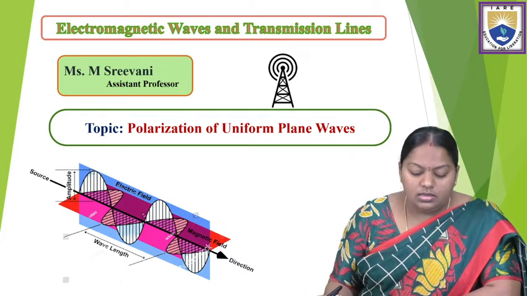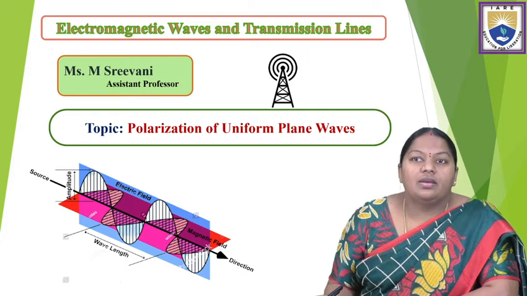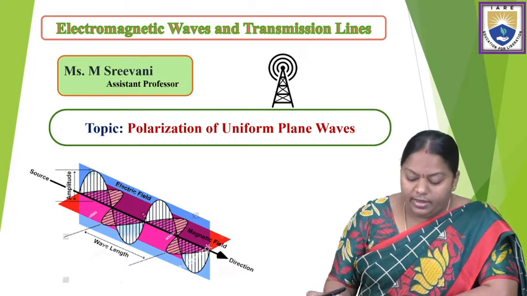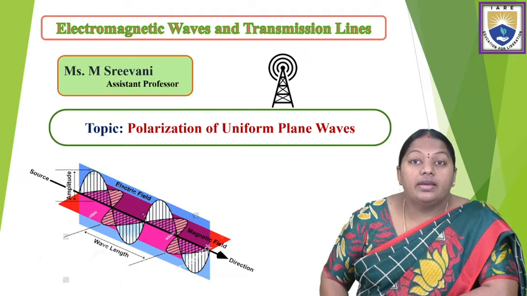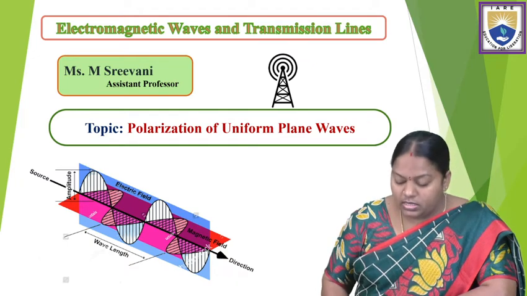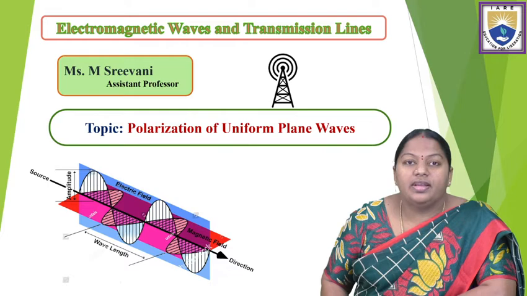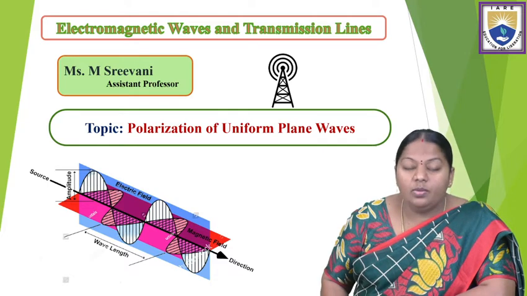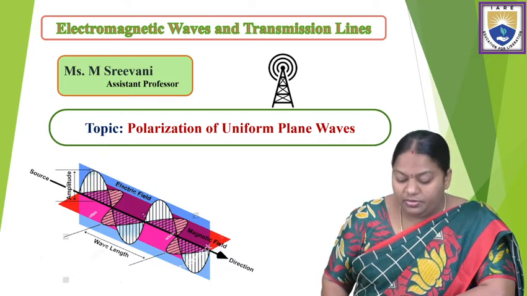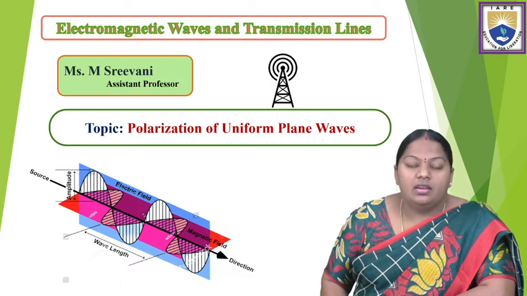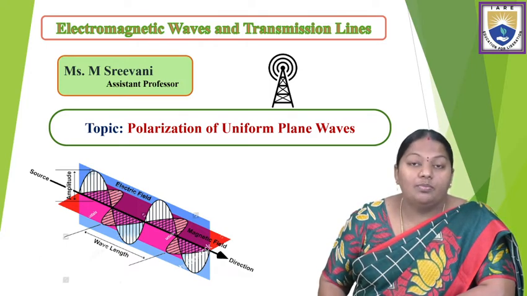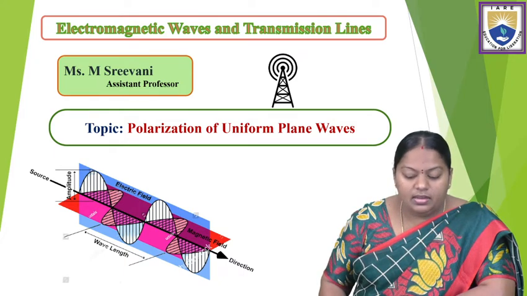Right? So the polarization of uniform plane waves. The name itself tells us that polarization means orientation of electric field in the direction of, depending upon the directions, different types of polarizations are there. Now in this particular lecture, what do you mean by polarization of uniform plane waves, how these are formed, and how many types of polarizations are there, all that we will learn, right?